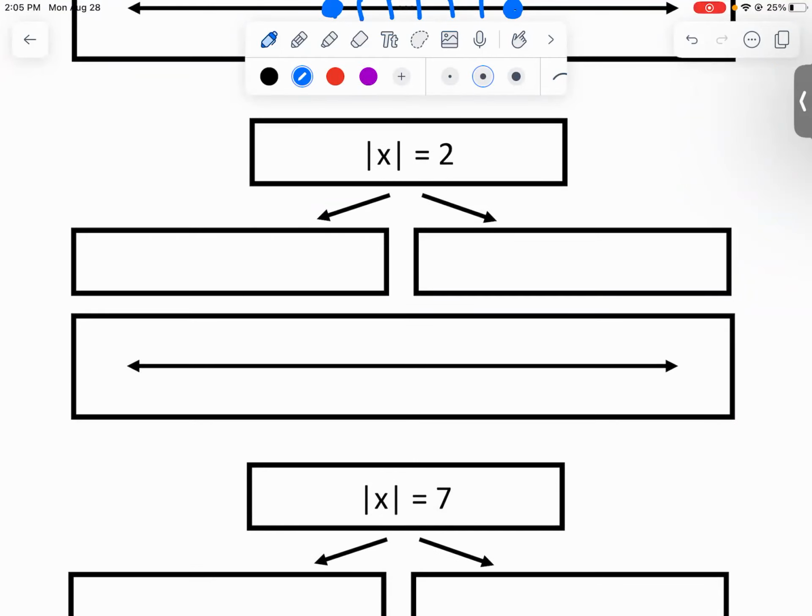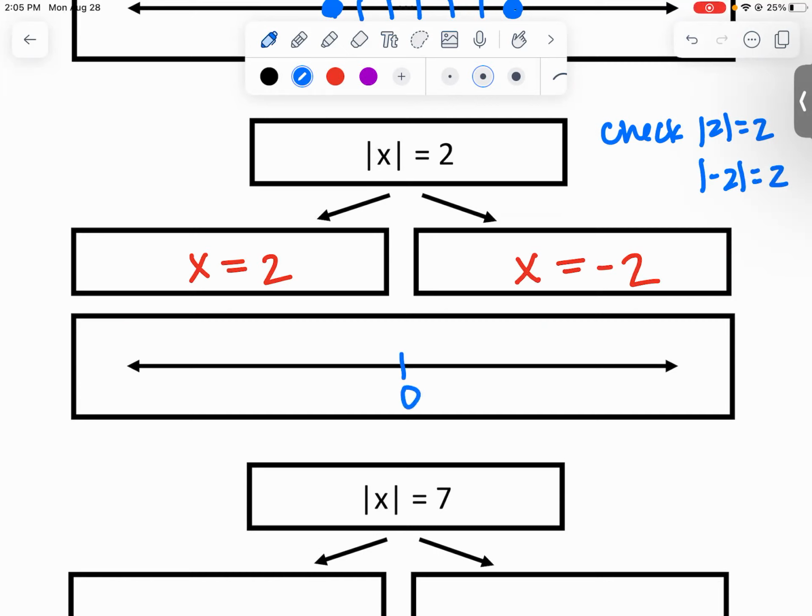Harry, what are the two things I'm going to write for the absolute value of X equals 2? X equals 2 and X equals -2. Do you agree with Harry? Yes. If we plug these back in, is the absolute value of 2 equal to 2? Is the absolute value of -2 equal to 2? Awesome. Do that third one without me.